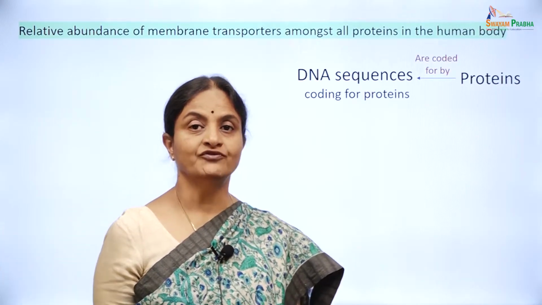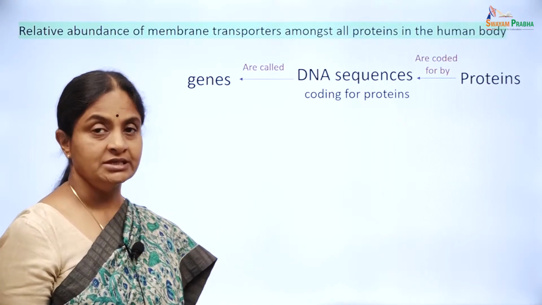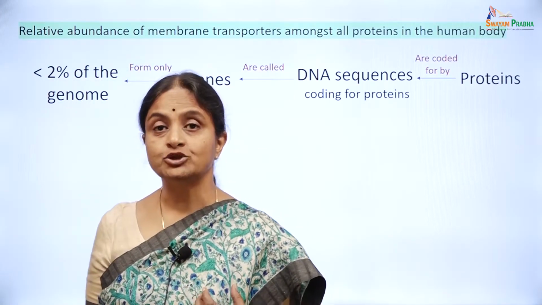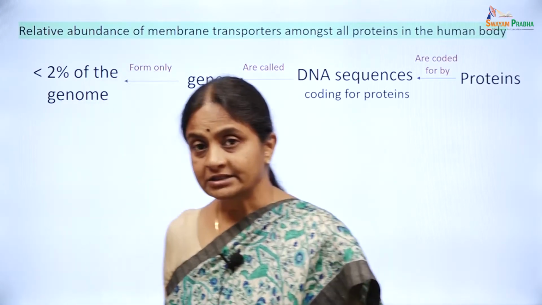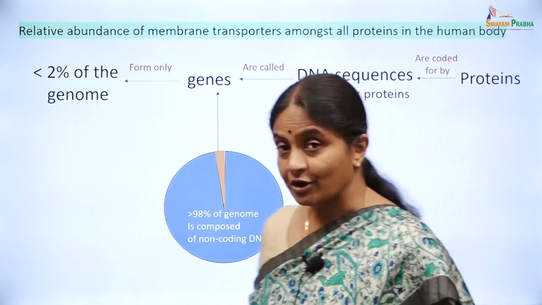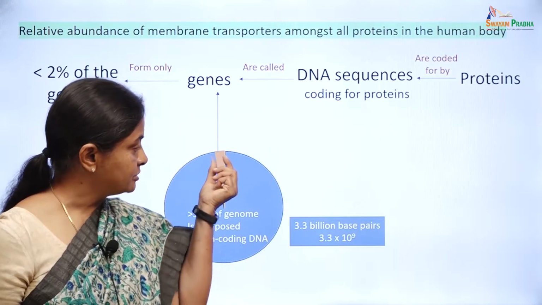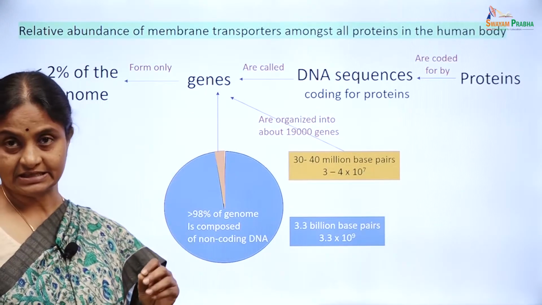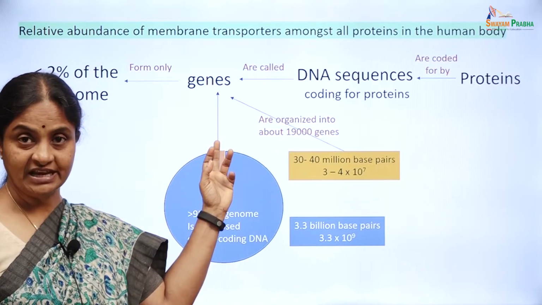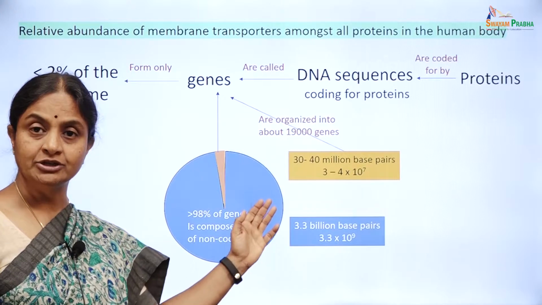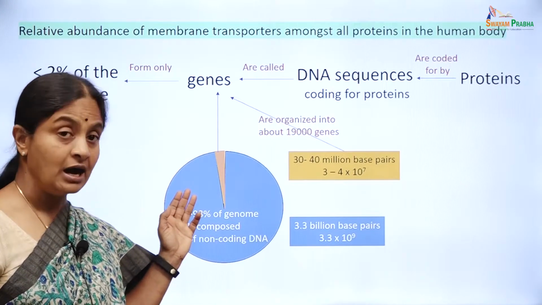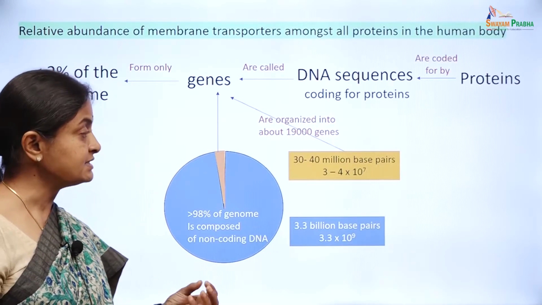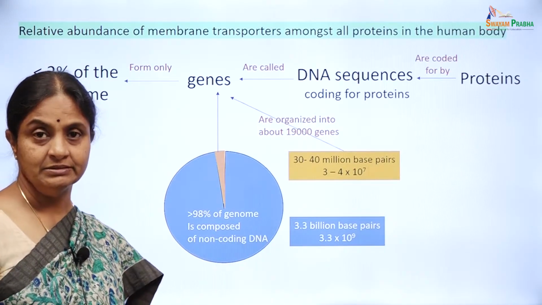Now, proteins are coded for by genes. Genes are DNA sequences coding for proteins, and genes per se form only less than 2% of the entire genome. The entire genome is made up of 3.3 billion base pairs, and only less than 2% of them, that is about 30 to 40 million base pairs, actually form genes. That is the coding region of the DNA. The rest of it is non-coding region made up of introns, regulatory sequences, RNA coding sequences, etc. So the protein coding sequences, which are also referred to as the exome, is less than 2% of all the DNA.